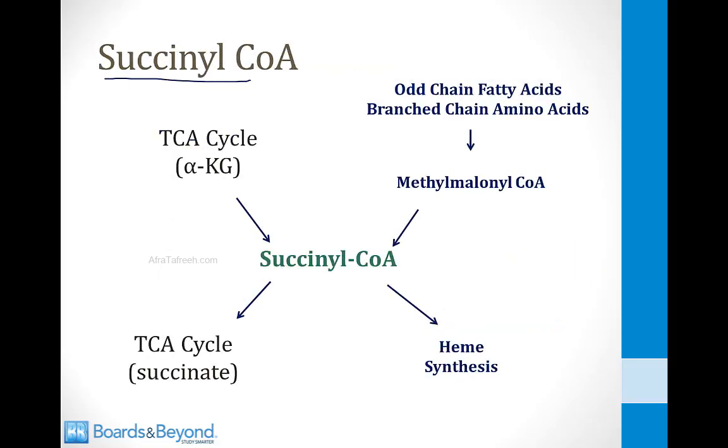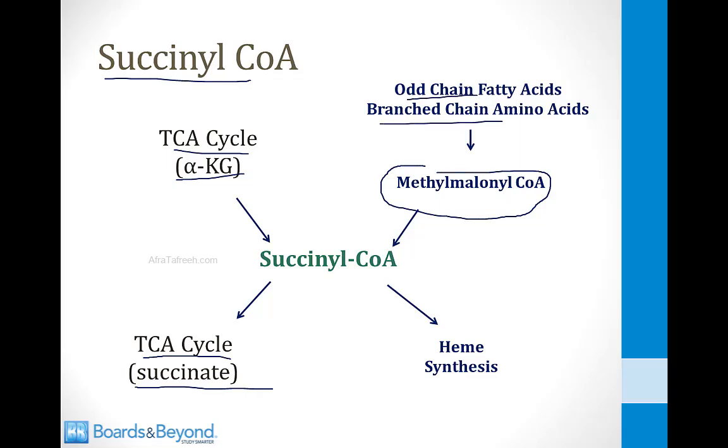Succinyl-CoA is also a very important crossroads of many different metabolic pathways. You can get succinyl-CoA from alpha-ketoglutarate in the TCA cycle, as we just discussed. It can be converted into succinate via the TCA cycle. In addition, you can get succinyl-CoA from methylmalonyl-CoA, and methylmalonyl-CoA can be derived from odd-chain fatty acids and branched-chain amino acids. And then finally, succinyl-CoA is a very important substrate for the synthesis of heme molecules and hemoglobin.